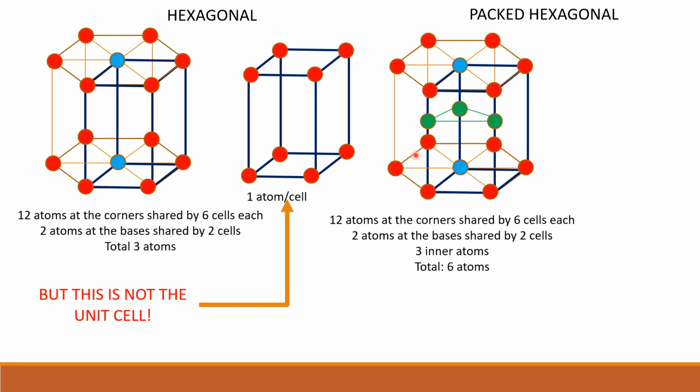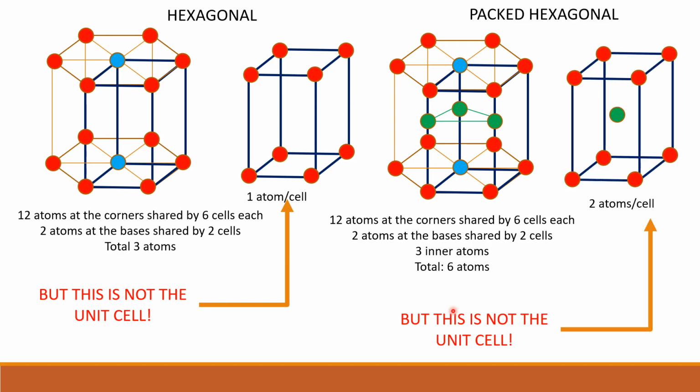In the case of the packed hexagonal, it's a variety in which additionally we can have 3 inner atoms, which are placed in these positions. Again, taking into account that this is not the unit cell, and the unit cell is the same as here, this square prism with an atom inside. And in this case, we have 2 atoms per cell. So 1 atom per cell or 2 atoms per cell in the packed hexagonal. Be careful, because this mistake is made quite frequently.